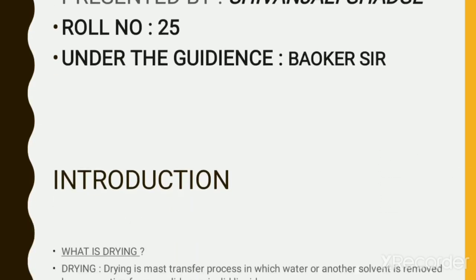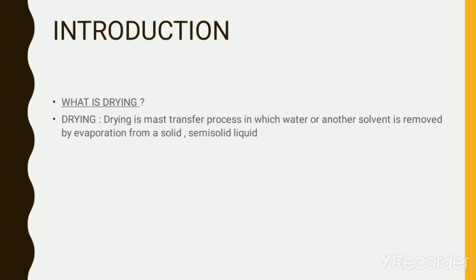So first, introduction. What is drying? Drying is a mass transfer process in which water or another solvent is removed by evaporation from a solid and semi-solid liquid. Another definition of drying: drying is the process of removal of water from any substance by supplying heat.